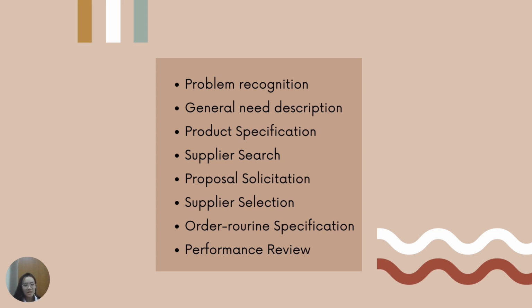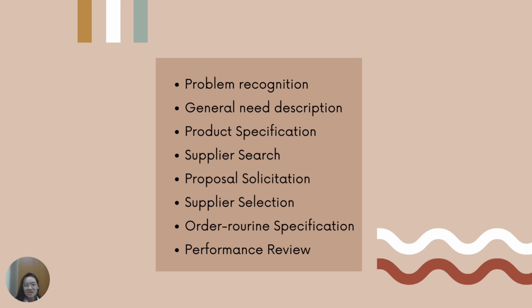A product specification is developed by an organization, often with the help of a value analysis engineering team. It describes the technical criteria. Supplier search involves compiling a list of qualified suppliers to find the best vendors. Proposal solicitation is the process of requesting proposals from qualified suppliers.